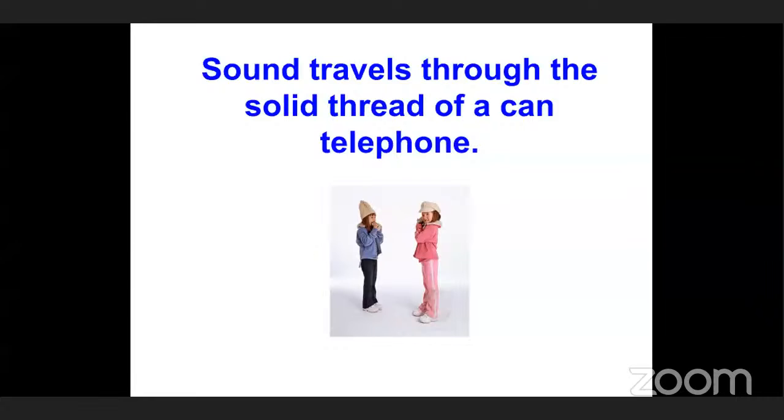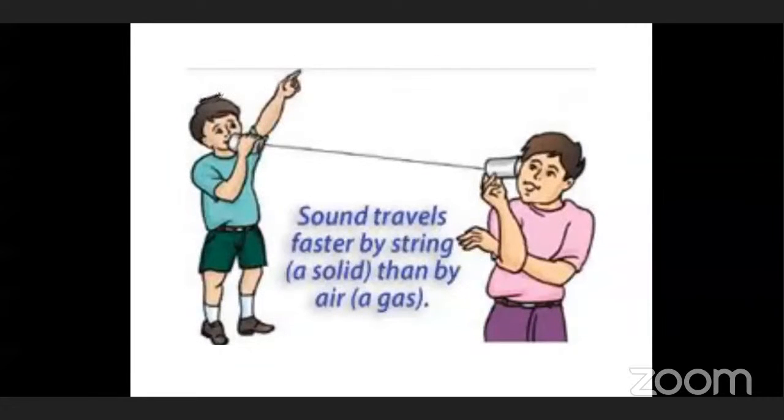Yes, this activity shows that sound travels through the solid thread of a telephone. Right, see here, these two students are enjoying communicating with each other, but they don't have any techno-savvy device. They have very simple things, that is two paper cups and a thread. But even though they are able to communicate, why? It's because of the solid thread, which acts as a stretched string and vibrates, and you know that vibration produces sound, and sound travels faster through a string, that is a solid, than through a liquid or a gas.